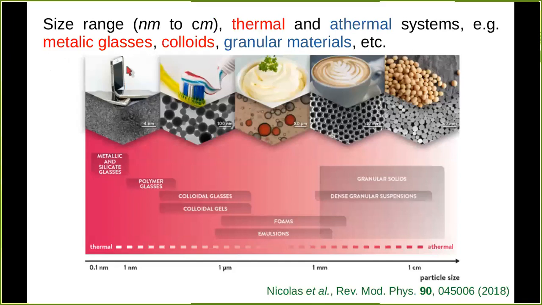A typical amorphous system consists of assemblies of particles with size ranging from a few nanometers to centimeters. Depending upon size, temperature plays a significant role in the dynamics of constituents. When the size of the constituents is below a few micrometers, temperature plays a significant role in their dynamics. We call those systems thermal systems. Examples of thermal systems are metallic glasses, polymeric glasses, colloidal glasses, etc. When the size of the constituents is above a few micrometers, temperature doesn't play a significant role in their dynamics. We call those systems athermal systems, and granular materials are examples of athermal systems.